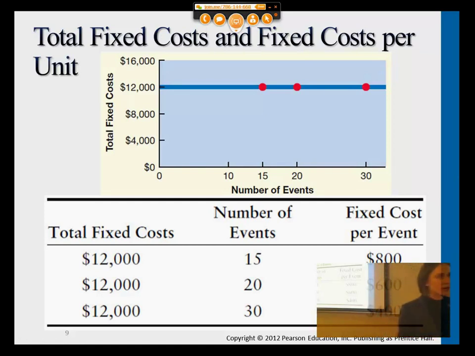Yes, so here is what you do. To find your fixed cost per event, you're going to take your total fixed cost and divide by the number of events. And that's how you're going to find your fixed cost per event, or unit. Yes, we'll do these computations in a minute.